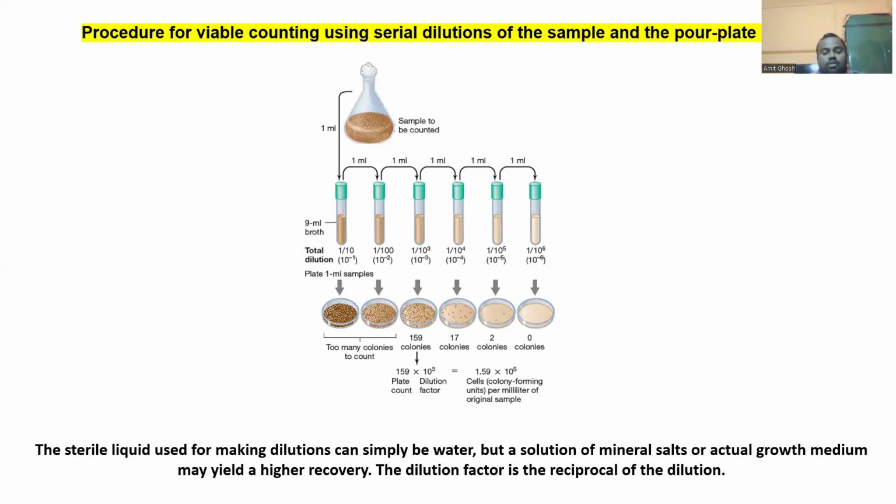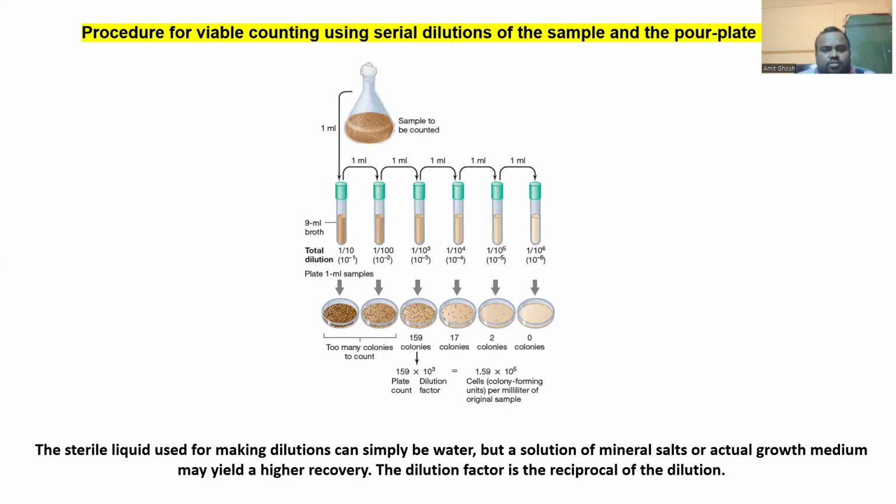And whenever you are counting the colonies, the colony number must be multiplied by the dilution factor to obtain the total cell number. As for example, from the 10 to the power 3 dilution, you get a plate count of 159 colonies, and the dilution factor is 10 to the power 3. So how many cells will there be? 159 into 10 to the power 3 is equal to 1.59 into 10 to the power 5. So this is the cells. It's actually called colony forming unit, CFU, per milliliter of the original sample.